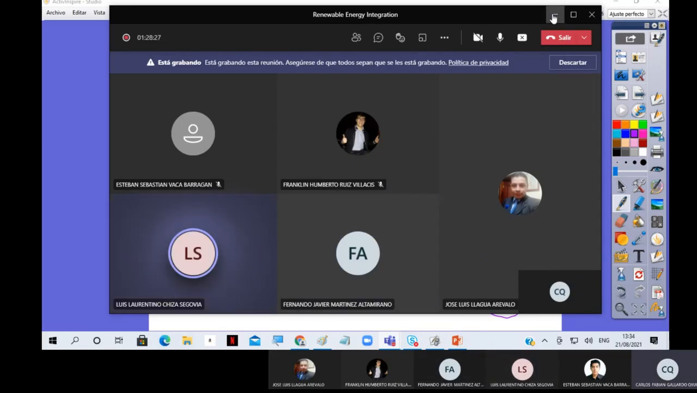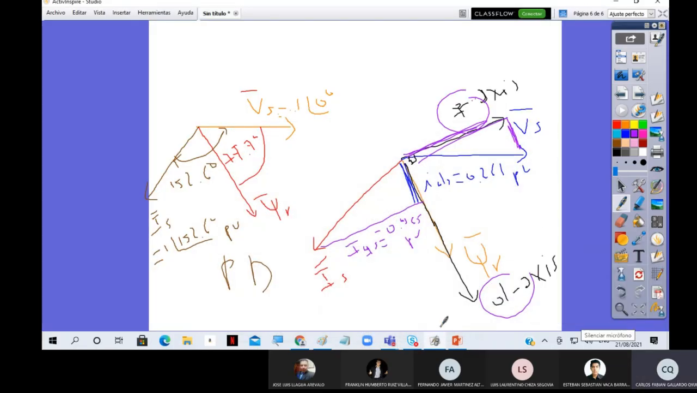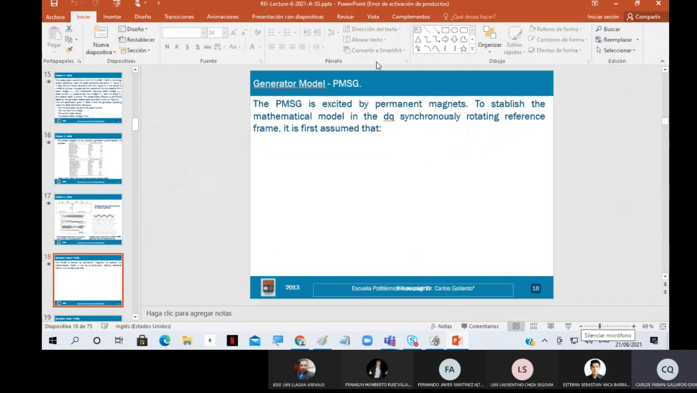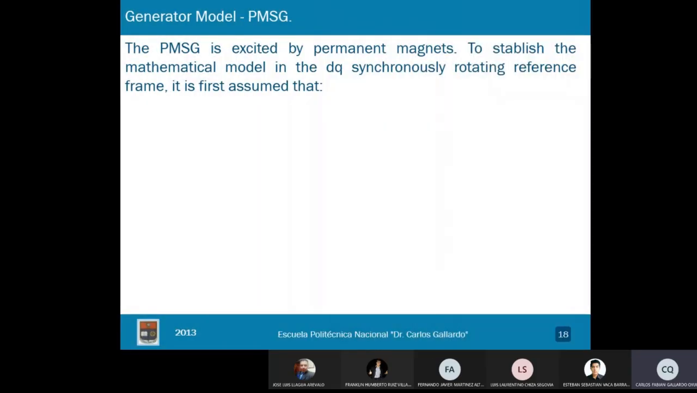Okay, guys. So let's continue with the next part. It is the generator model. In this case, it is for the second topology. This is the permanent magnet synchronous generator. So normally the permanent magnet synchronous generator is excited by the permanent magnets.